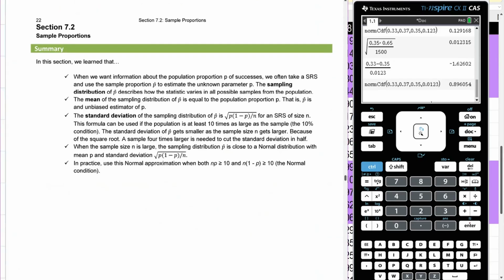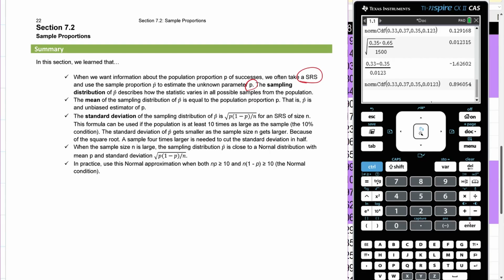Let's talk about what we learned. So first of all, when we're doing these processes, we often take simple random samples for some unknown parameter P. The sampling distribution describes how all those P hats would look over all possible samples of the same size from the same population. We know that P hat is an unbiased estimator of P, meaning that the mean of that sampling distribution is the same as the population proportion itself.